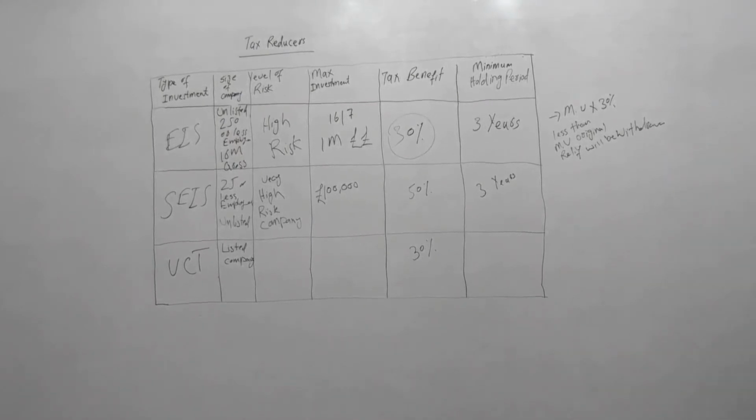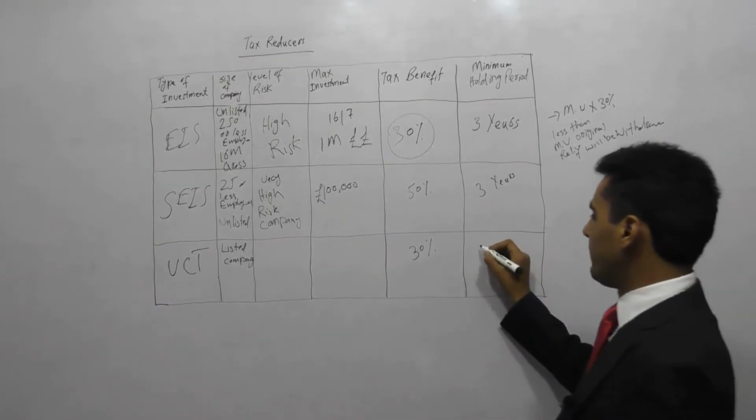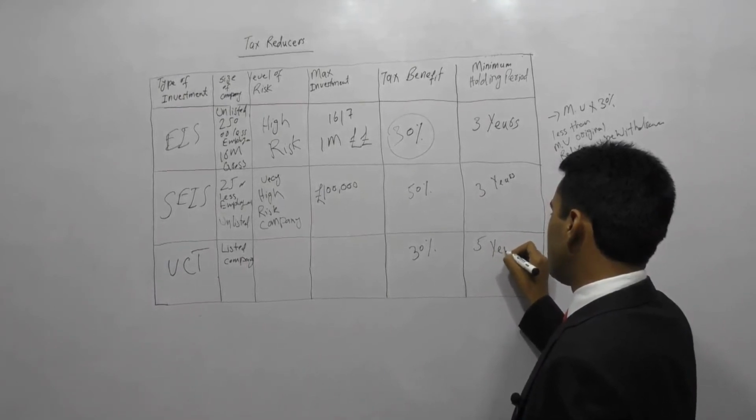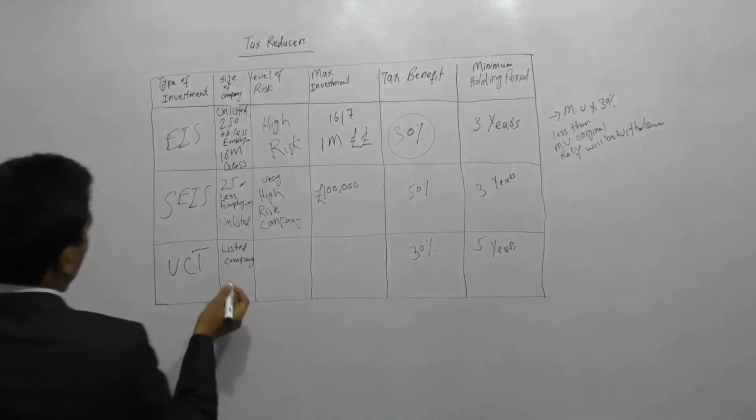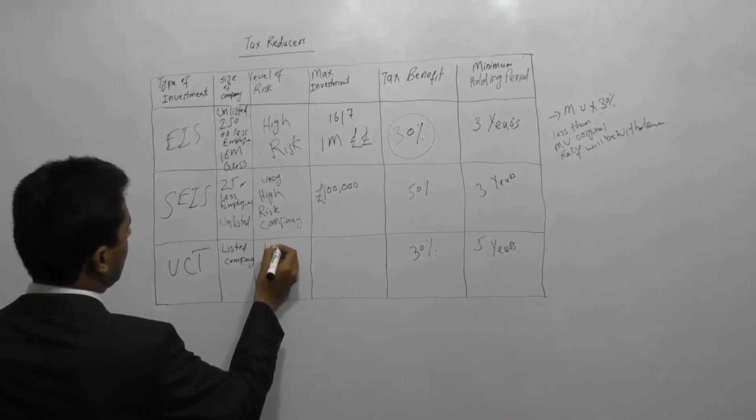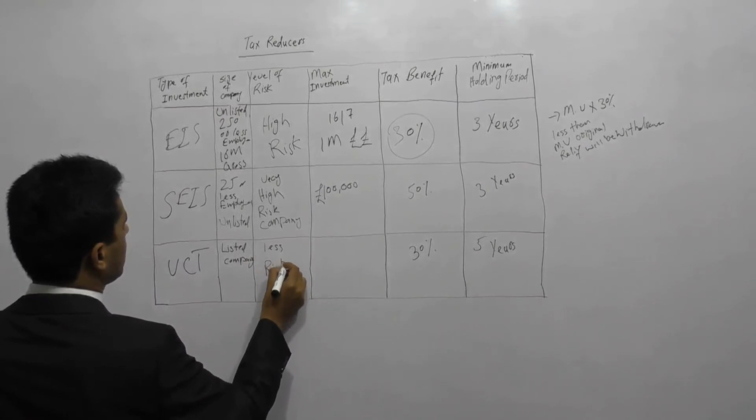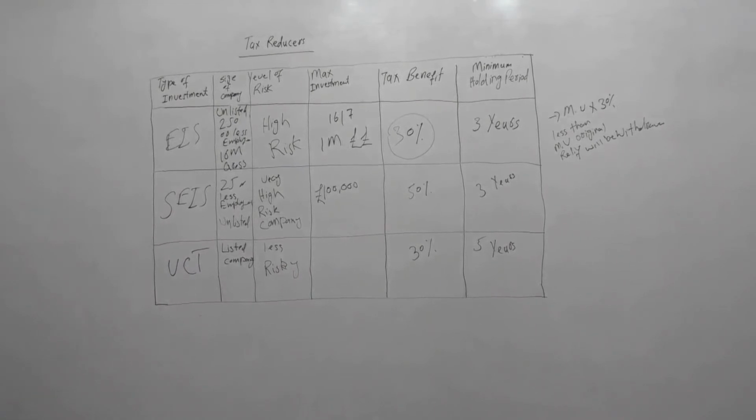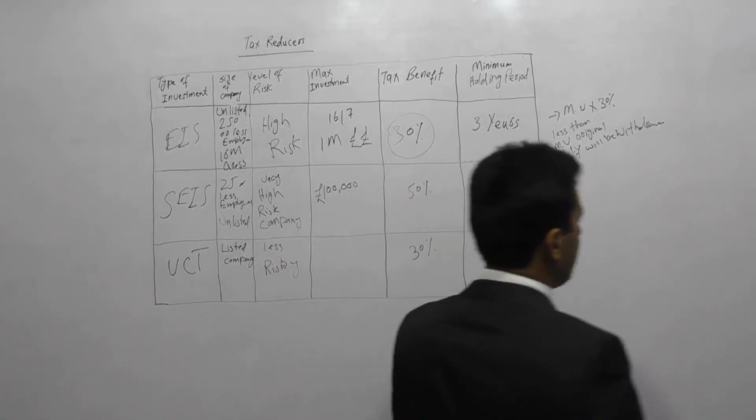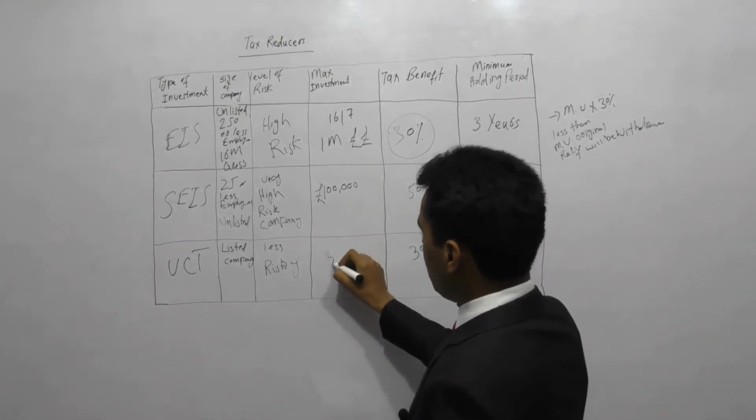So what is the benefit if I invest in this company? 30%. And the minimum holding period in this case, although, is a little more, which is 5 years. We know it is a listed company, so it is less risky because it is listed on the London Stock Exchange. Maximum I can invest in this company is £300,000.